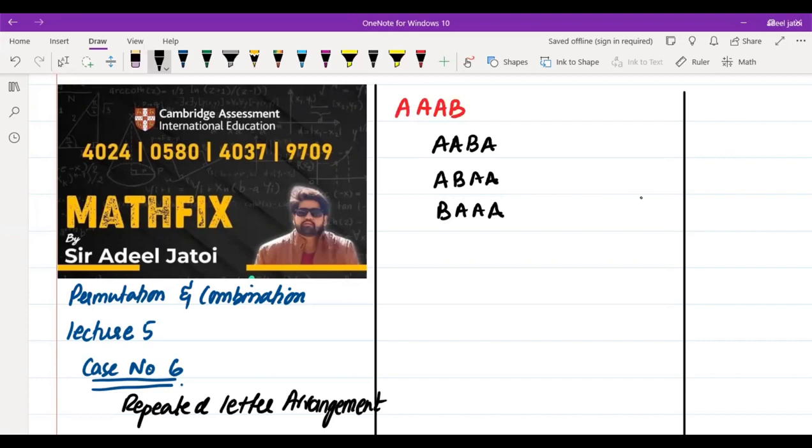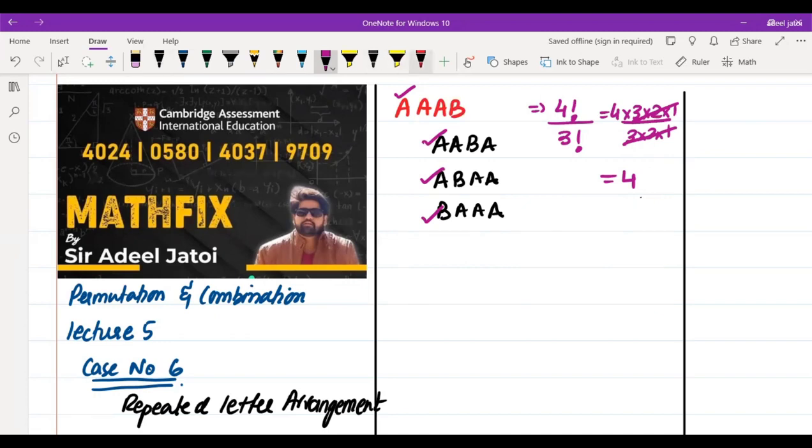So what we can just do is directly write down 4 factorial divided by 3 factorial, because A is being repeated 3 times. So if we just open this, 4 into 3 into 2 into 1 divided by 3 into 2 into 1, 3 2 1 is cancelled. So what we are left with is 4 only. So that means your first position, second position, third position, and fourth position, there are 4 different ways to write down 3 A's and a B together, when obviously 3 A's are being repeated.